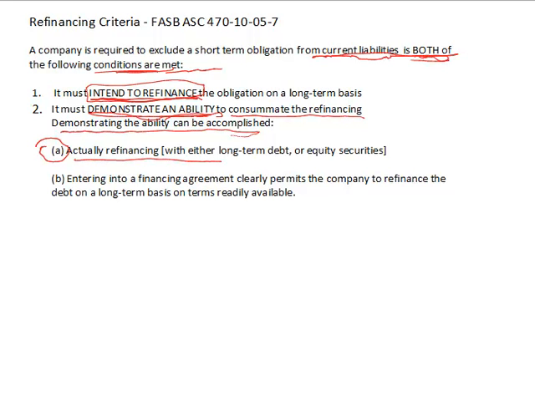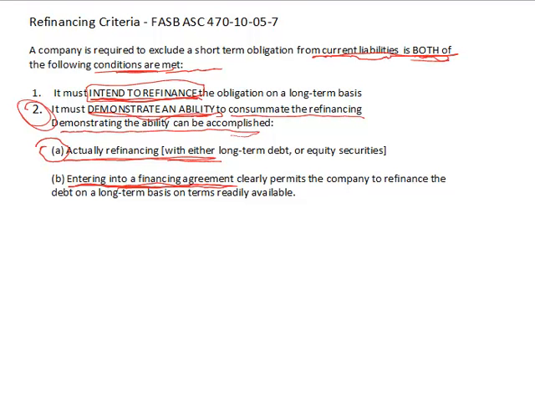To be able to demonstrate they have the ability, they have to meet one of two things. They have to actually refinance before the release of the financial statements, or they have to enter into a financing agreement. So either one of those would indicate an ability to demonstrate that you will be refinancing.